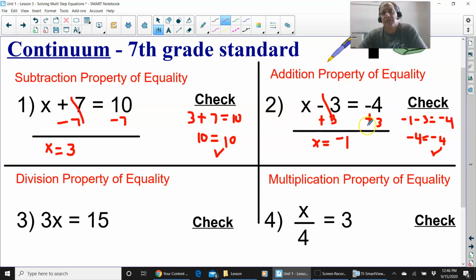Same thing here. You add 3 on both sides because you have a minus 3 up there. Opposite of subtraction is addition. So you get x equals -1. And now I check -1 minus 3 equals -4.